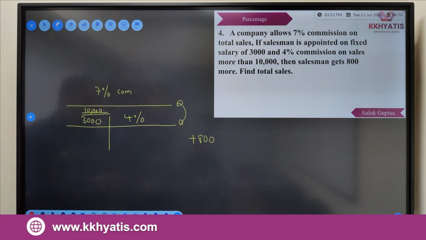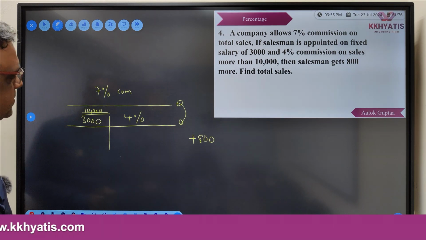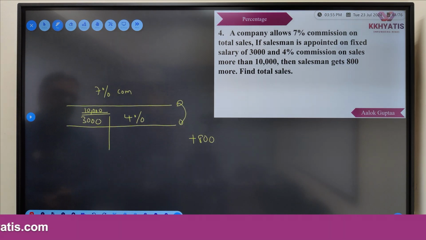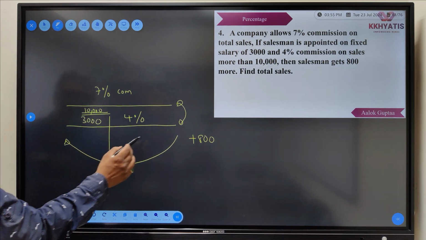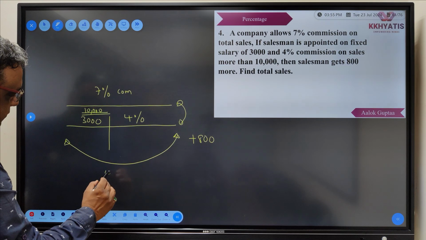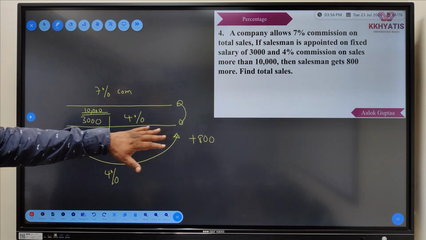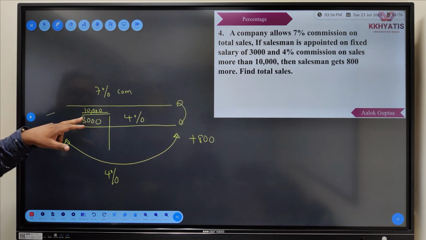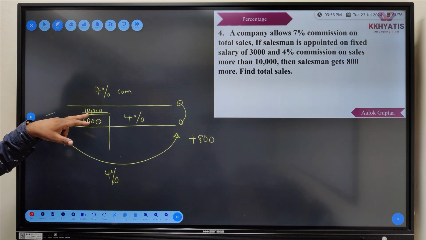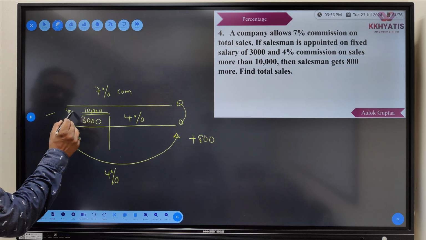अब total sales देखना है. So let us say, what I'm saying is, let me say that he decides to take 4% on the entire thing. Correct? So if he decides to take 4% on the entire sales here, then instead of 3,000, he would have got 4% of 10,000. That is, he would have got 400 rupees only. Yes or no?